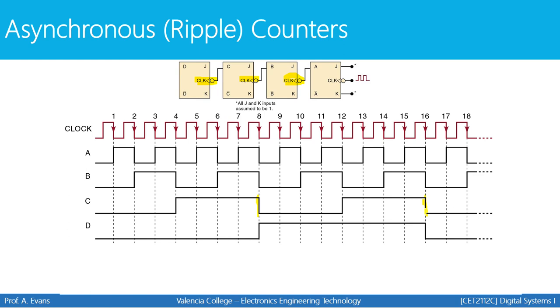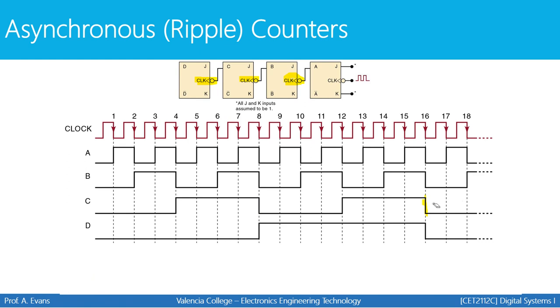So now we can see the output of each flip-flop as this clock signal begins to send a signal to the first flip-flop. So we have a ripple effect where the output of flip-flop A becomes the clock signal of flip-flop B, the output of flip-flop B becomes the clock signal for flip-flop C, etc. And this is what we would see in terms of waveforms when we build a circuit like this.